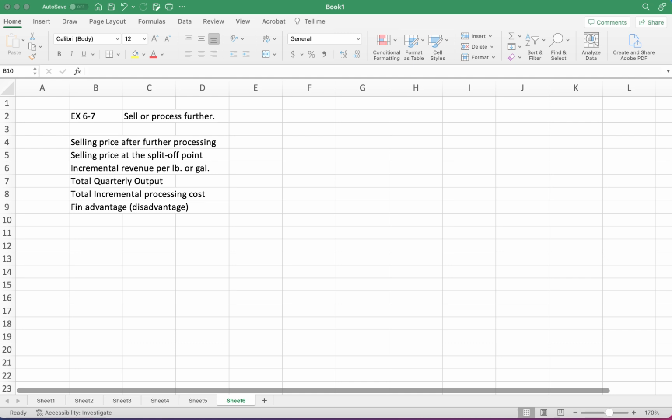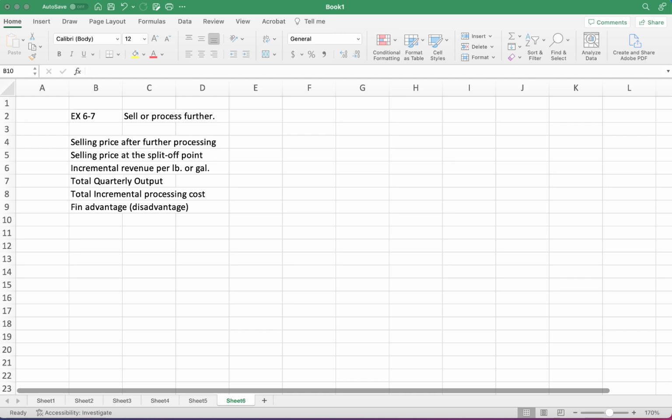Okay, so what we have here is Dorsey Company. They manufacture 3 products from a common input in a joint processing operation. Okay, let's pump the brakes there, right? What are they talking about? Well, what they're talking about is we have a product that, depending on the amount of processing that goes into that product, we might have different products, right?